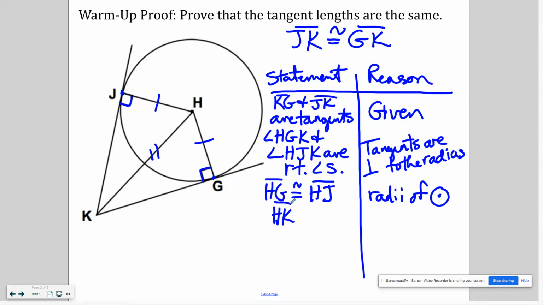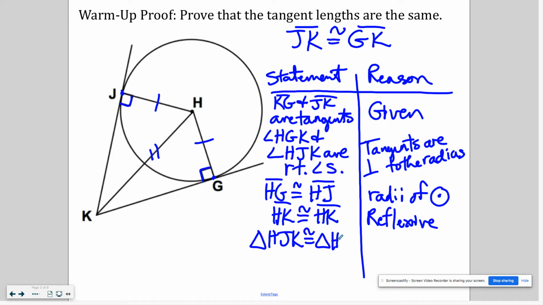And if you haven't figured it out yet, I'm trying to use congruent triangles to do this. But hopefully you see that coming already. This is the reflexive property, when something's congruent to itself. And hopefully you can see that I have congruent triangles already. So I'm just going to go right into it. Triangle HJK is congruent to, just try to get the letters correct, HGK.